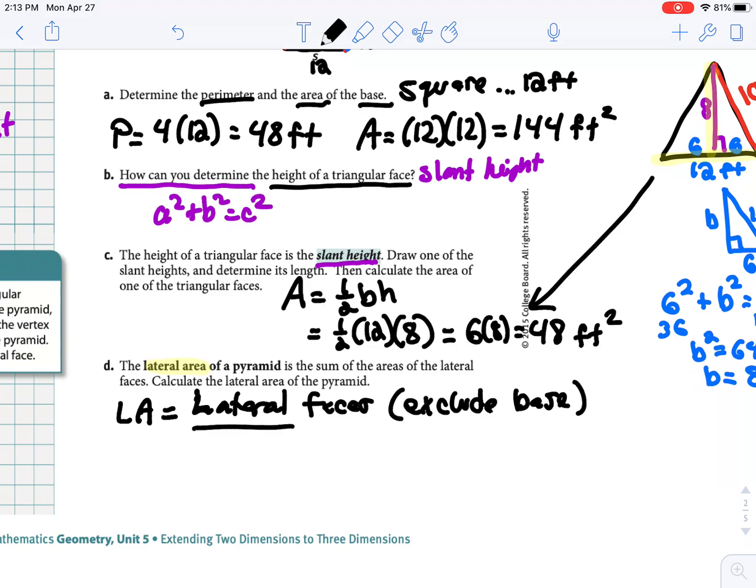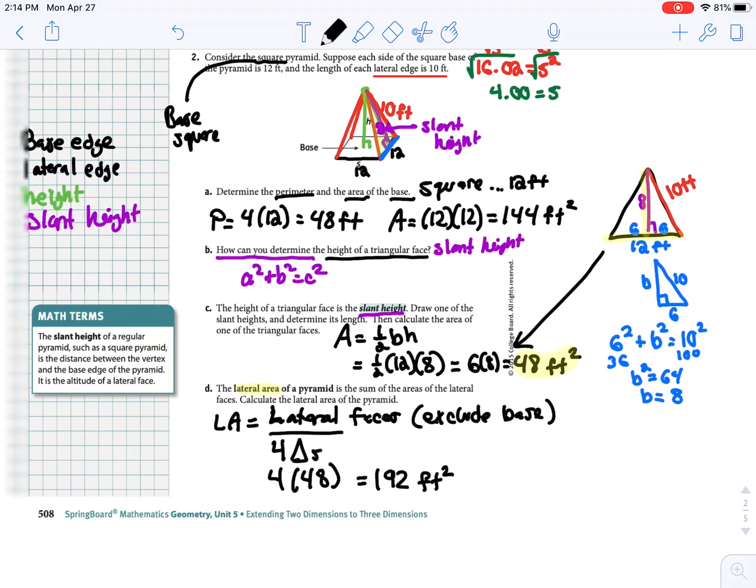In this pyramid, the lateral area is made up of 4 triangles. All 4 of these triangles will be equal since the base was a square. And we've just found out that the area of one triangle is 48 square feet. So if I want to know the lateral area, I need to do 4 times 48. And 4 times 48 is 192 feet squared. So we've got a lot of information at this point.